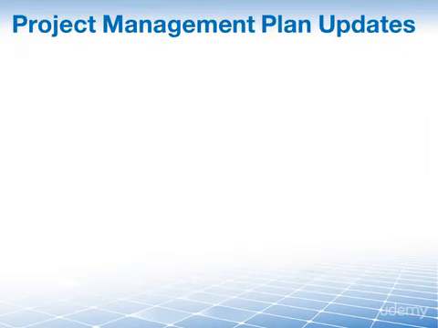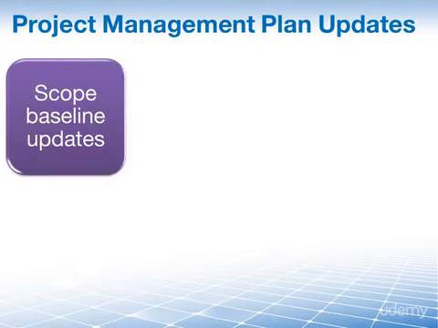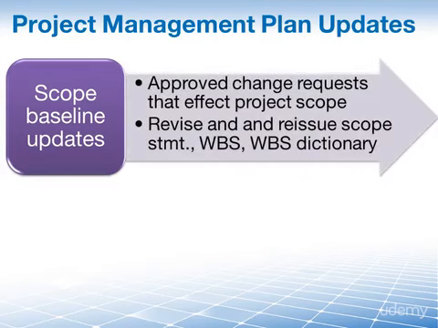Another output of the control scope process are updates to the project management plan, or rather its components. Typically, we're talking about baselines here. A specific and obvious update would be to modify the scope baseline. Examples where this would happen are approved changes that will impact the project scope, and when we make updates to the individual components of a baseline, such as the scope statement, the WBS, and the WBS dictionary.